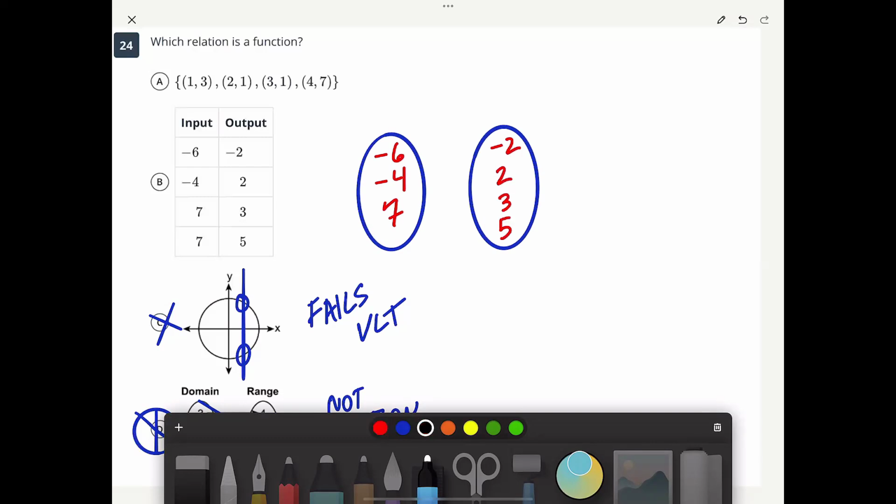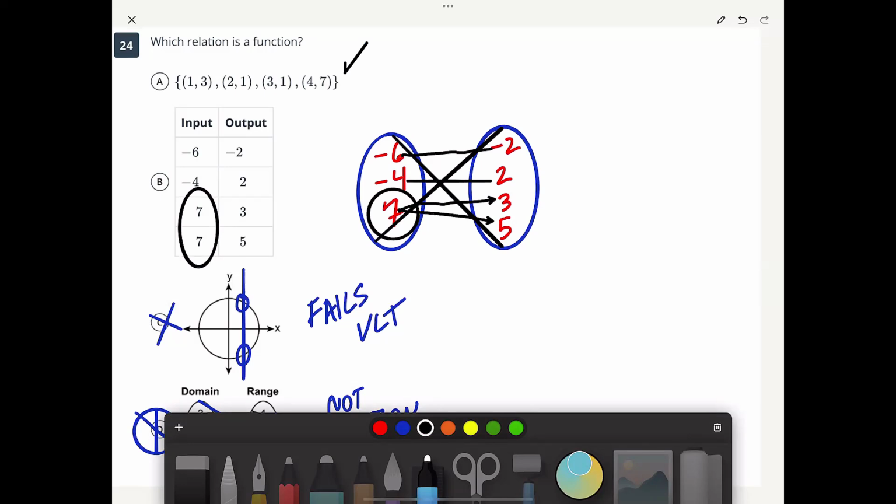When I press the -6 key, I get the output of -2. When I press the -4 key, I get the output of +2. When I press 7 the first time, I get a 3. And when I turn around and press the 7 key a second time, I get a 5. So this is not a function because one input has two outputs. Another way of saying it is that the x values repeat. So that means that this one has to be a function.